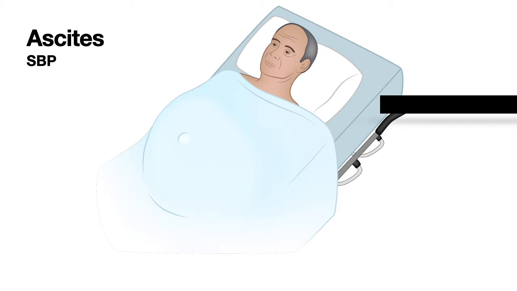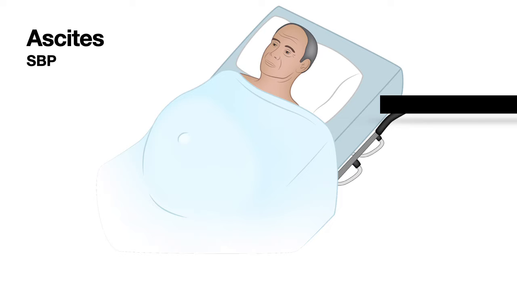So spontaneous bacterial peritonitis, that is infection of the peritoneal cavity in patients with ascites without a source like a perforation or diverticulitis. So, whenever you see a patient with cirrhosis and ascites, you should consider spontaneous bacterial peritonitis if they come in with a change in their clinical status.